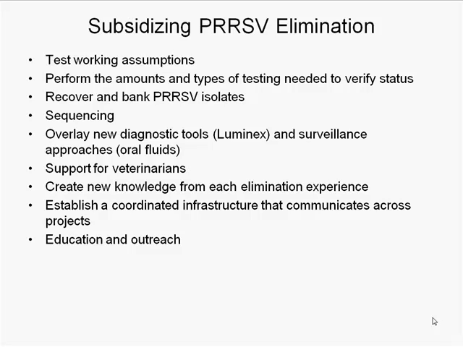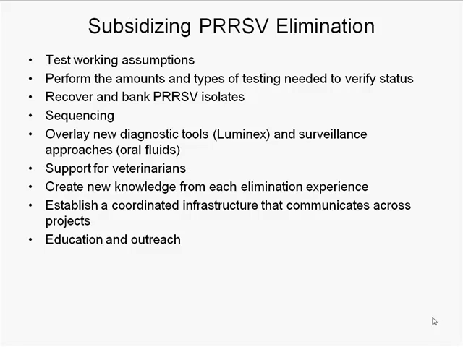And why does it need to be subsidized? We need to test all those working assumptions. When Gerald Holdkamp comes up and says, test 30 pigs and you're going to have 95% confidence that you will know the status of that herd, as a skeptical scientist, I'm going to have to say, prove it. And I'm going to say, go out and bleed 100 pigs and show me that you've achieved those confidence limits. We need to be able to perform the amounts and types of testing needed to verify herd status.